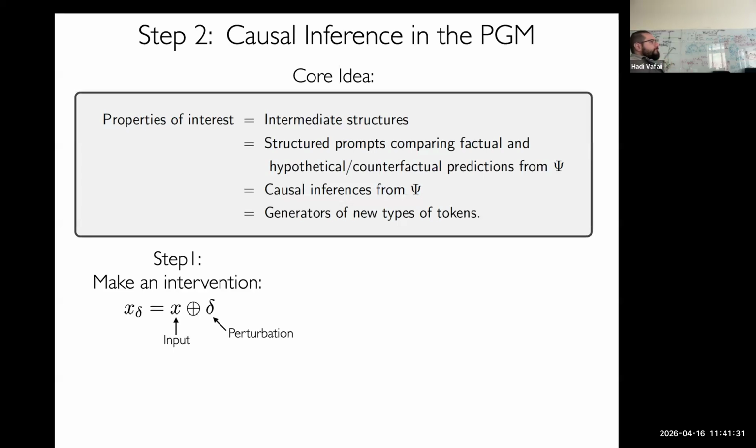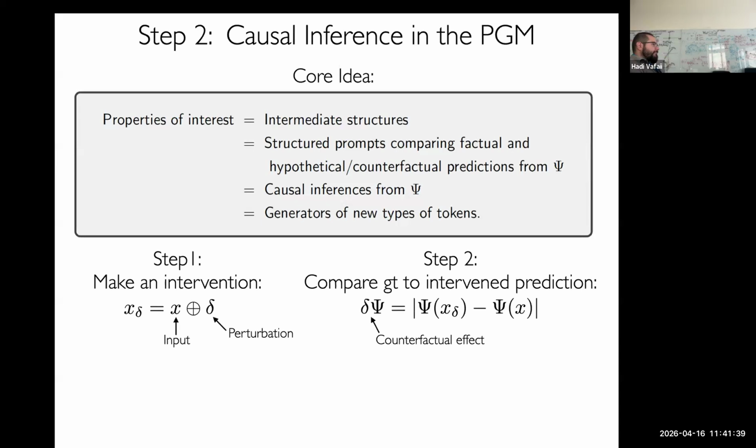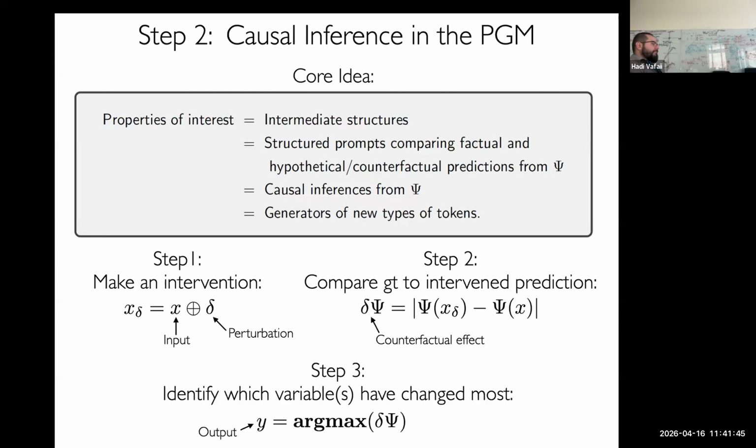Okay, so what does a causal inference look like? Basically, you make an intervention. You have your data. You make an intervention by putting a delta on it. You compare the ground truth to the intervened prediction. You get the counterfactual effect. And then you identify which variables have changed most. You basically argmax over variable space. So this is a generic algorithm, an approximate version of the Pearl idea of how you might get causal inferences out.